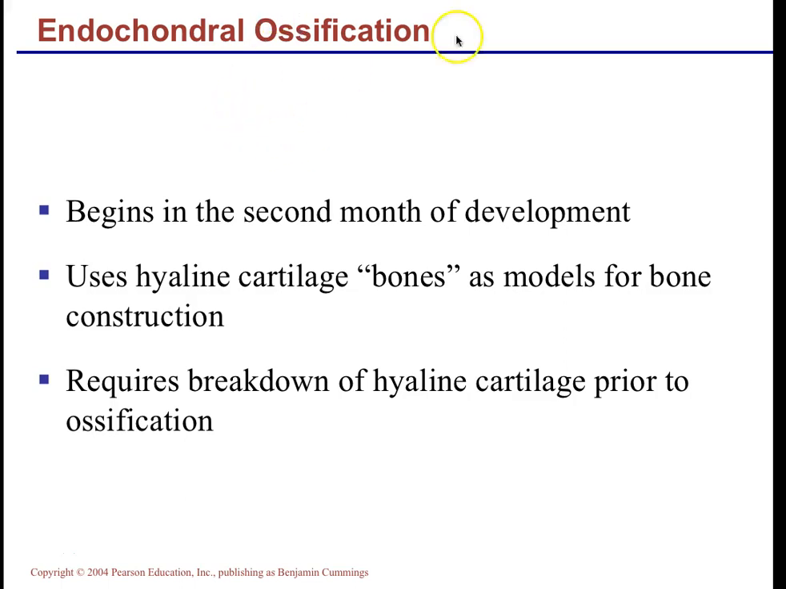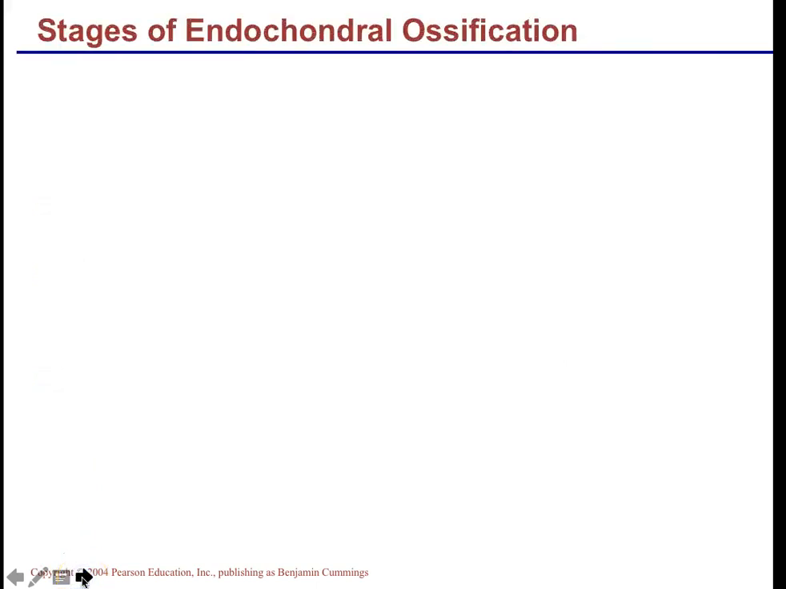So in the second month of development, you're going to make hyaline cartilage bones as models for bone construction. So you're going to basically construct it in cartilage first, and then you're going to replace it with ossified bone. And it therefore requires, after you start this process, to eventually break down the hyaline cartilage in order to ossify and harden that bone. And away we go.